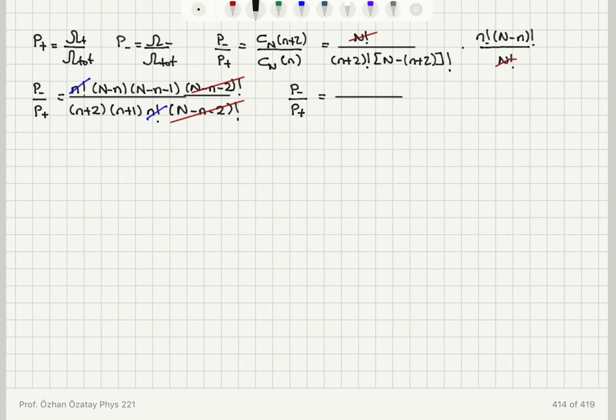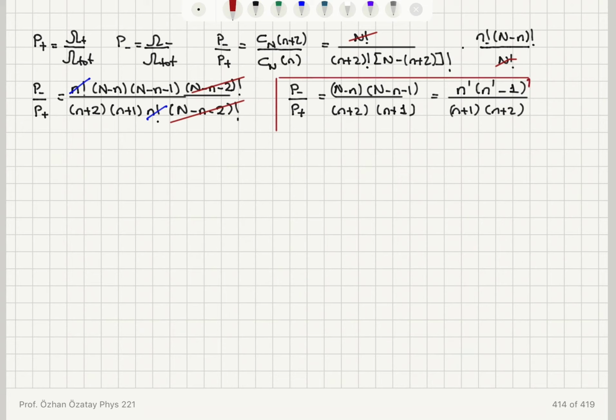So I will find that this ratio, P minus to P plus, becomes capital N minus n, capital N minus n minus 1, divided by n plus 2, n plus 1, which can also be written as, since capital N minus n is n prime, n prime times n prime minus 1, over n plus 1 times n plus 2. So there are two ways to express this result.